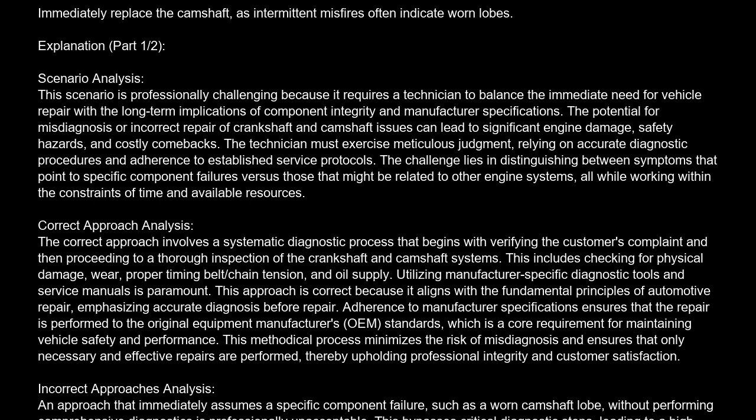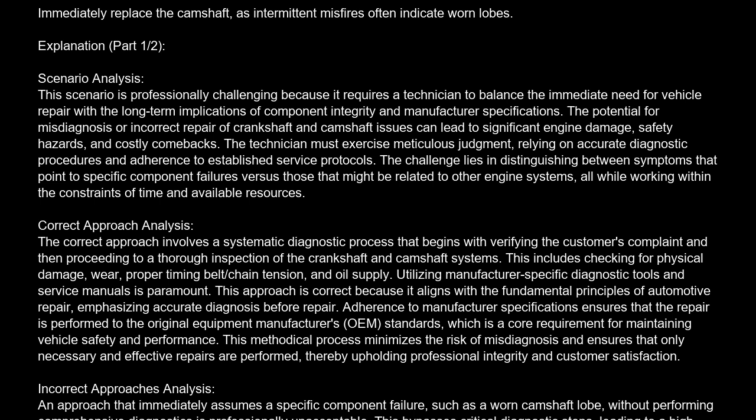The potential for misdiagnosis or incorrect repair of crankshaft and camshaft issues can lead to significant engine damage, safety hazards, and costly comebacks. The technician must exercise meticulous judgment, relying on accurate diagnostic procedures and adherence to established service protocols. The challenge lies in distinguishing between symptoms that point to specific component failures versus those that might be related to other engine systems, all while working within the constraints of time and available resources.